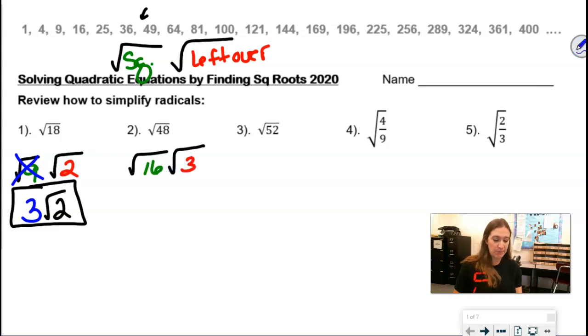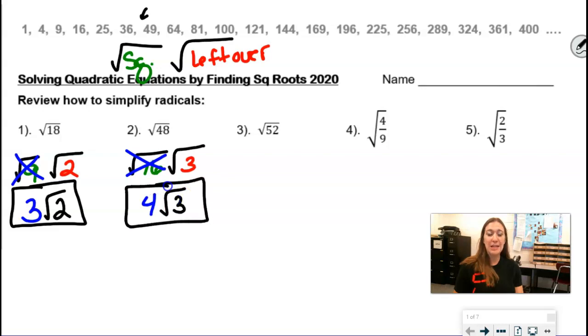So again, I put the square root number first, because that reduces. The square root of 16 is a 4. Now, one thing to notice, I did not write the square root of 4. That's a common mistake, because then kids just keep square rooting. It's just 4 as a coefficient to that radical.